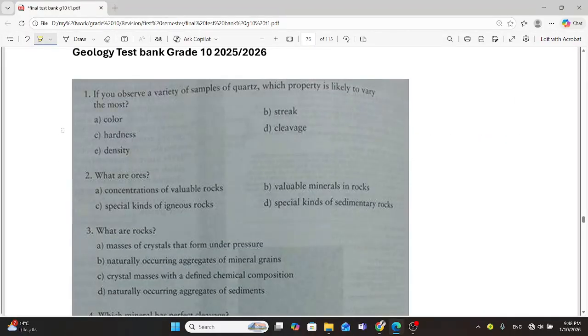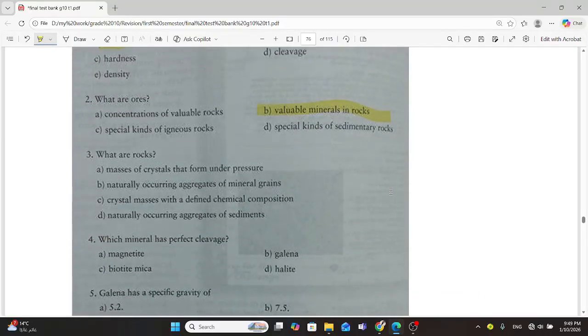If you observe a variety of samples of quartz, which property is likely to vary the most? Quartz has many colors: purple, pink, white, clear. Someone asks, why didn't we use streak? Because the streak is the color of the powdered mineral, which is white for quartz. What are ores? Valuable minerals in rocks. Okay, what are rocks? Naturally occurring aggregates of mineral grains.